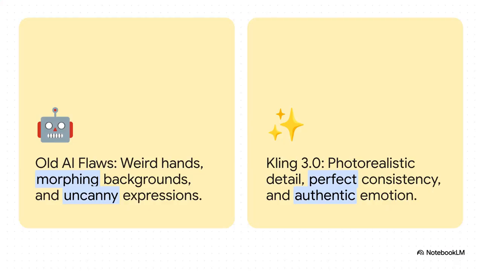Come on, we've all seen them, right? The classic signs of early AI video. The melty six-fingered hands, the backgrounds that kind of warp and breathe, those dead, uncanny valley eyes. Well, Kling 3.0 doesn't just fix those things, it eliminates them. We're now looking at perfect detail, rock-solid consistency, and genuine, believable emotion.